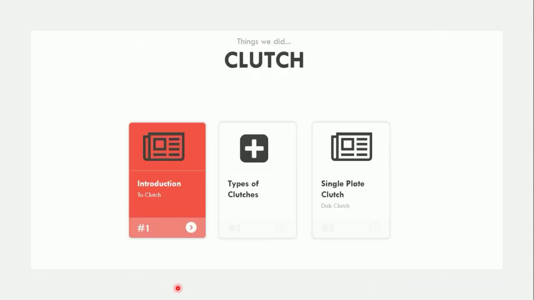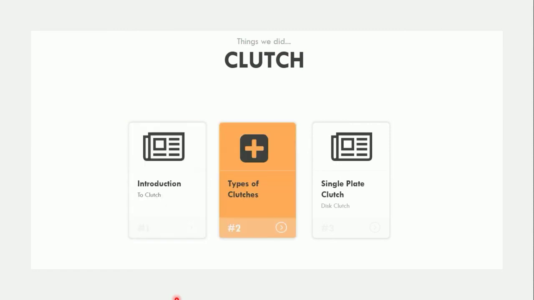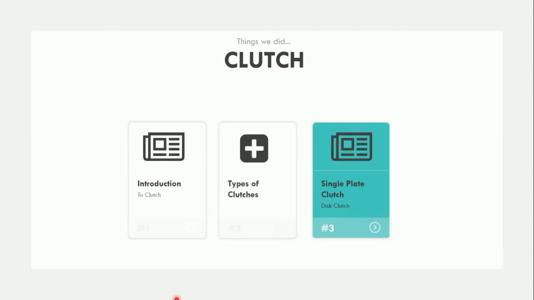So in this session we covered three points. First of all, introduction to clutch, which is followed by a brief classification or types of clutches, and at last the detailed briefing of the single plate clutch. So this is all about the session.